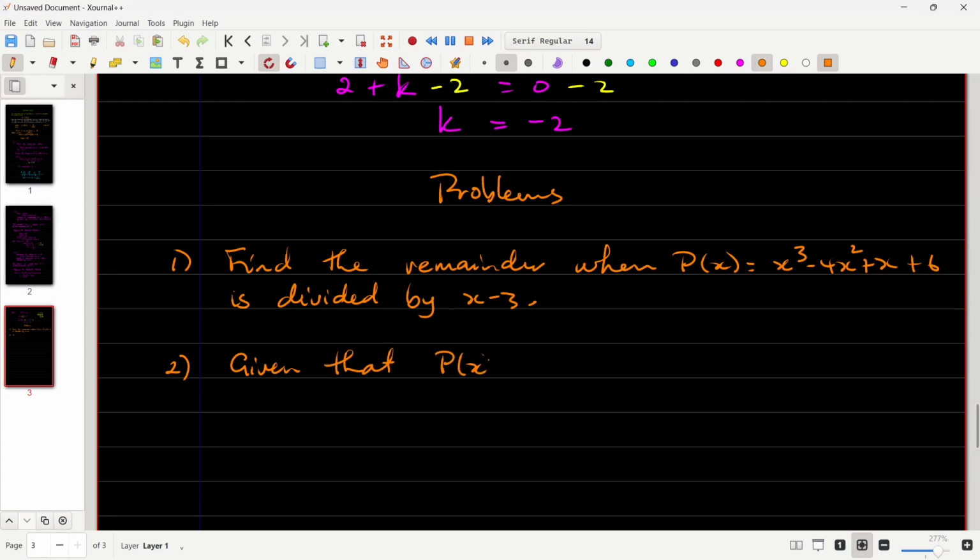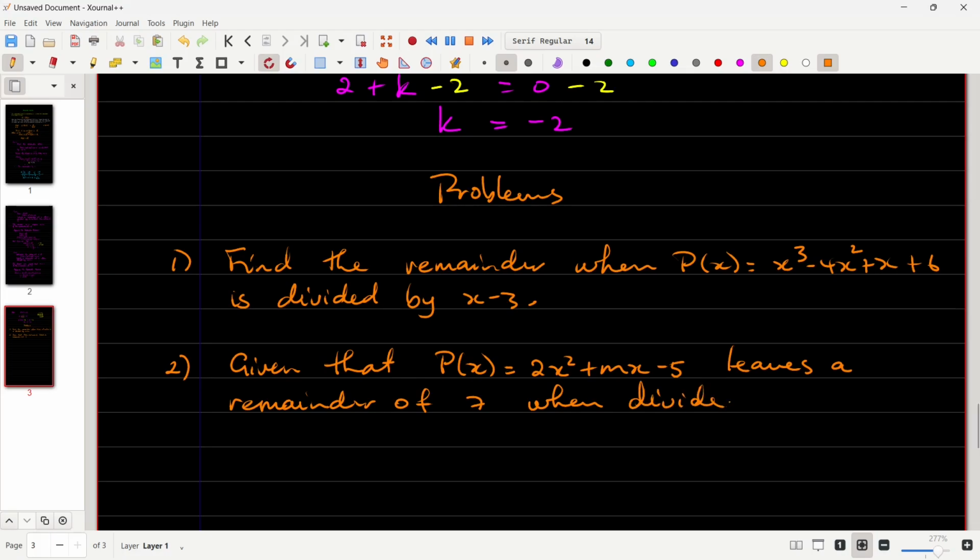Then the next one, we're going to say that given that p of x is equal to 2x squared plus mx minus 5 leaves a remainder of 7 when divided by x minus 2. Find the value of m.